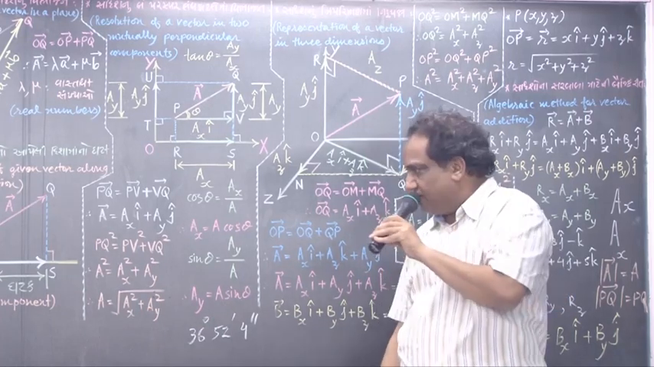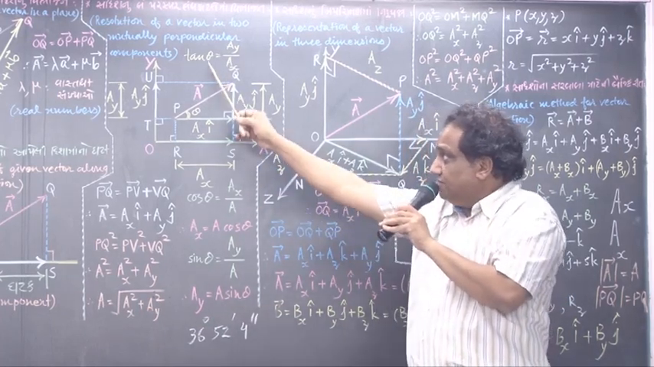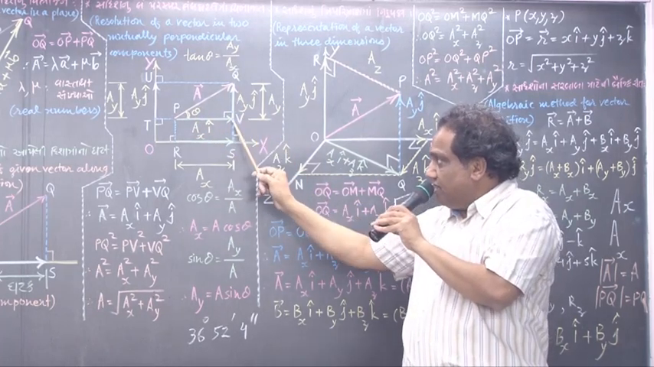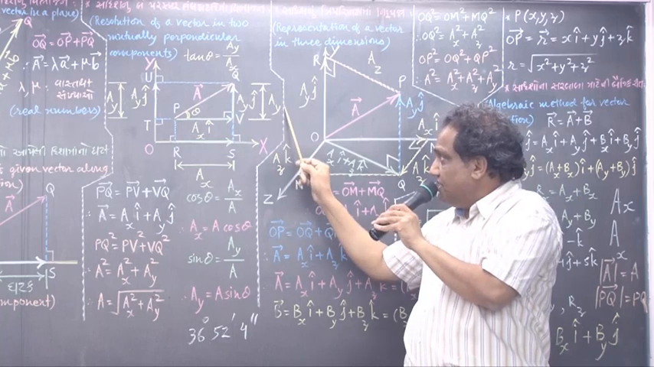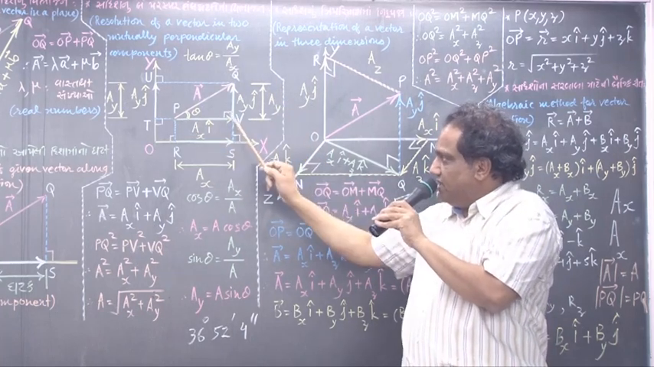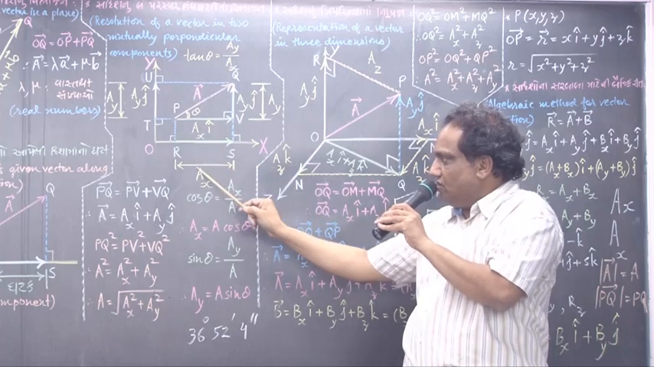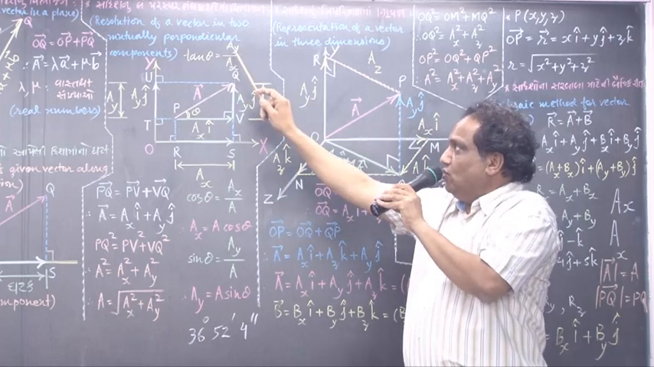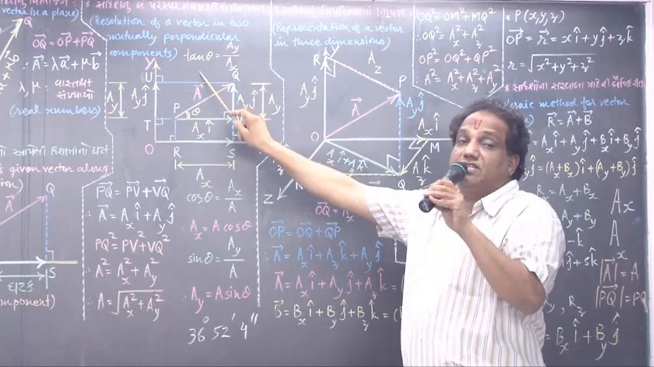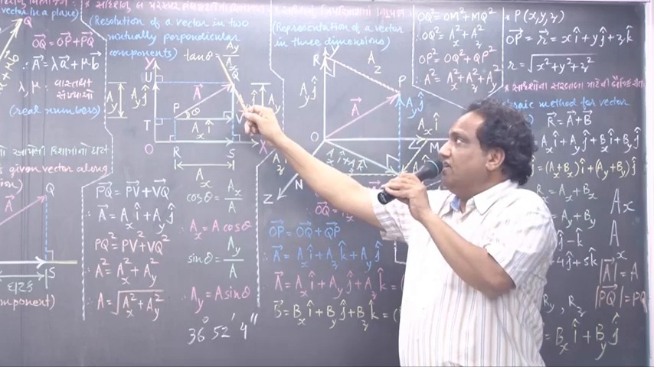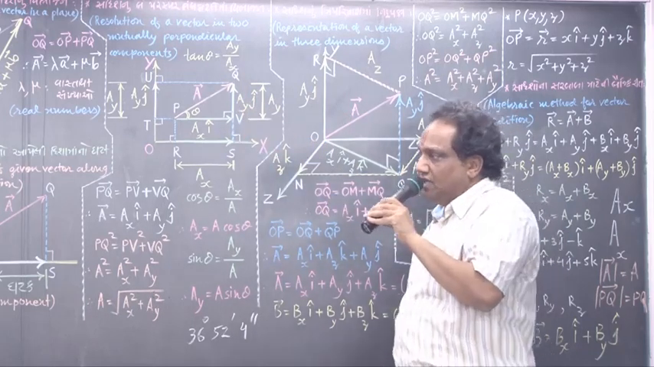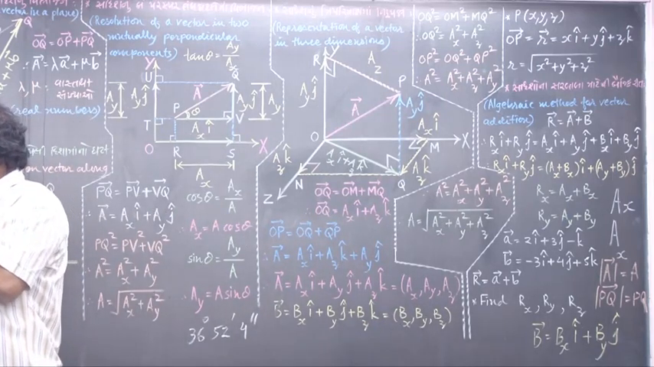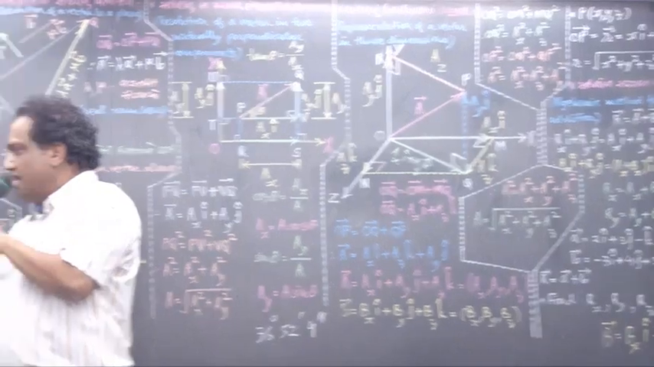Got it? Fine. What about tan theta? Tan theta is opposite upon adjacent. Opposite means AY, and adjacent means AX. Correct? Opposite upon adjacent. If these two are known to you, you can first find tan theta, and from tan theta we can find theta.